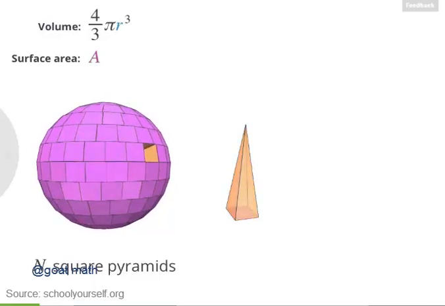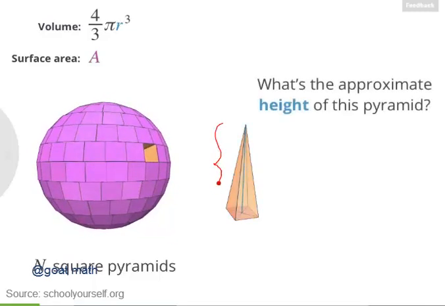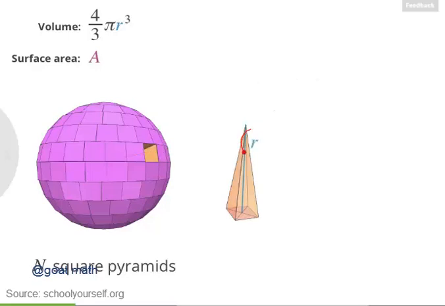In terms of the sphere's radius r, what's the approximate height of this pyramid? Don't worry, this is not a trick question. Precisely. Each of these pyramids extends from the surface of the sphere to the center of the sphere, so its height is approximately equal to the radius of the sphere. Okay, so we said that the surface area of the sphere, which we're approximating as the collective area of all n squares put together, is A.